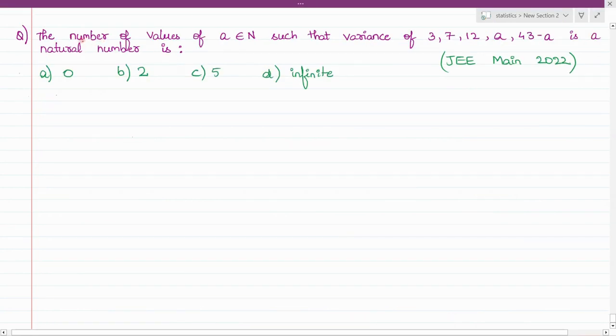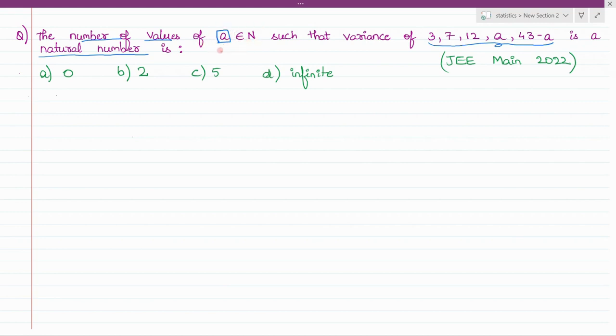In this question, we need to find the number of values of A which belongs to a natural number such that the variance of these observations is a natural number again. Here, a number of observations are given, and A belongs to a natural number, and we need to find the number of values of A if the variance of these observations is a natural number. So first, let's find the mean of this observation.